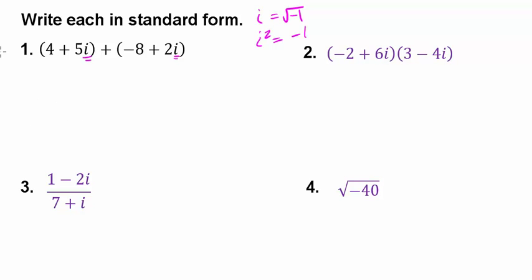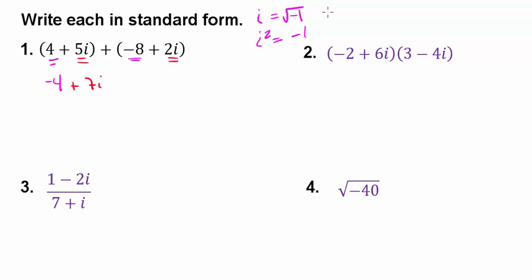So for example here, I have 4 plus 5i plus -8 plus 2i. So the real parts can be added together, so 4 plus -8 is -4, and then you can add the imaginary parts together, so 5i plus 2i to get a positive 7i. Now, because i is the square root of -1, and you cannot multiply 7 times the square root of -1, we leave it as -4 plus 7i, and we're done.